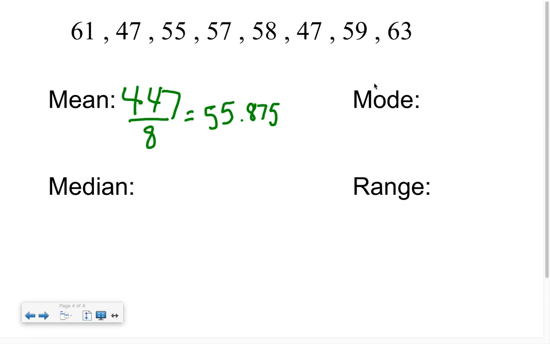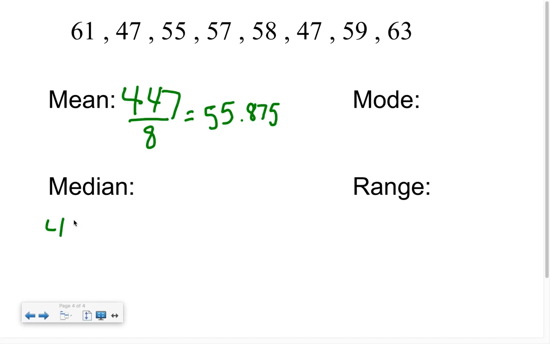Now the mode. What I like to do is normally if I have multiple items, like 8 items, 10 items, 12 items, anything like that, I actually like to find the median first. Finding the median will let us set up our data so we can see how many of each there is, rather than looking for, well, there's 47 here, there's 47 here, 55 here, and go through all of them that way. So if we find the median, we list them from least to greatest.